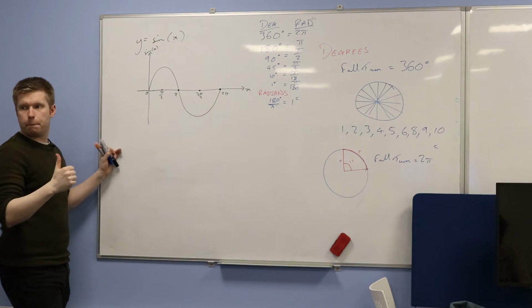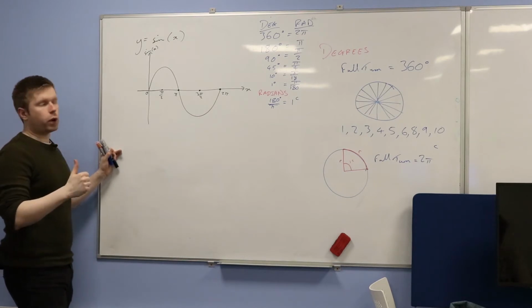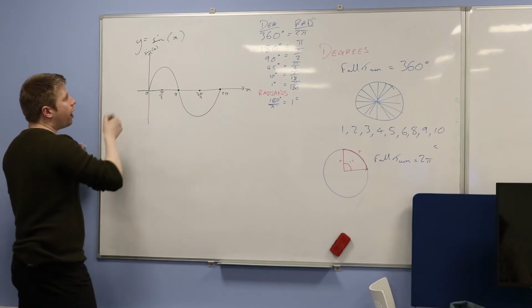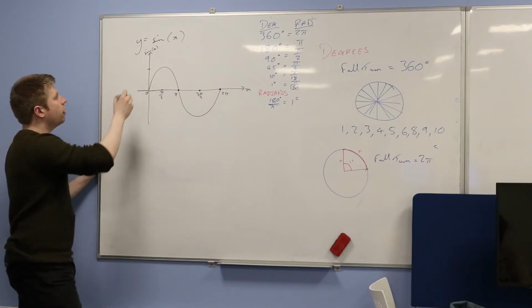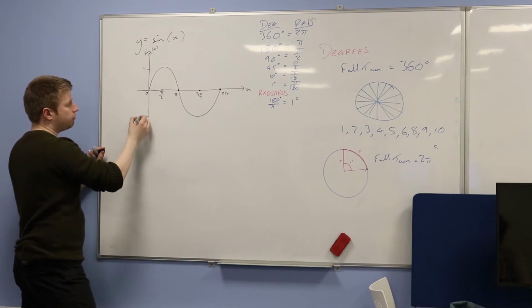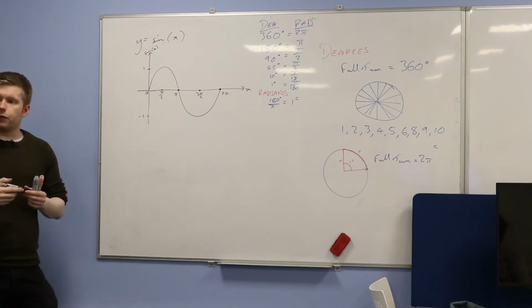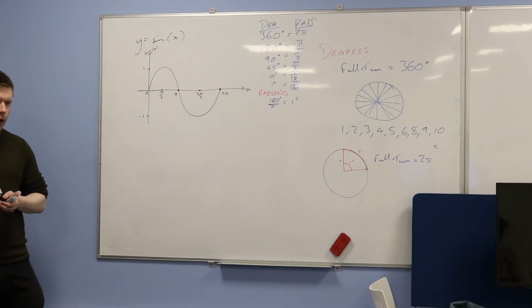You all happy with that? Okay. What would the height of this graph be? What would the maximum point of this graph be? 1. Perfect. And what would the minimum be? -1. Negative 1.